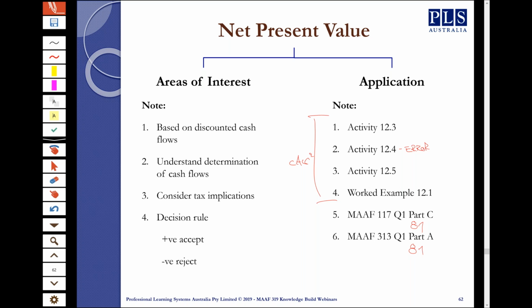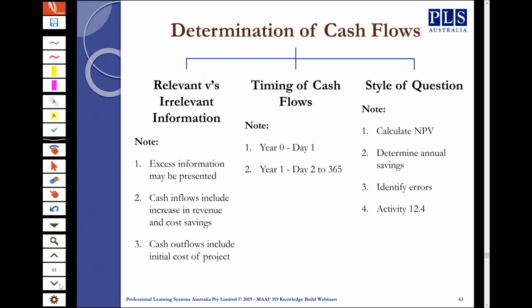Now, you'll note that I said you did have to have an understanding of the determination of the cash flows. What I mean by that is that understand a little bit like your logic of your make versus buy in that. There will be relevant and irrelevant information. So excess information may be presented. And I appreciate the Institute keeps arguing that they're not trying to mislead. What they will do, however, is give you information that they would expect you to be able to look at and go, well, that's relevant to this decision. This isn't.